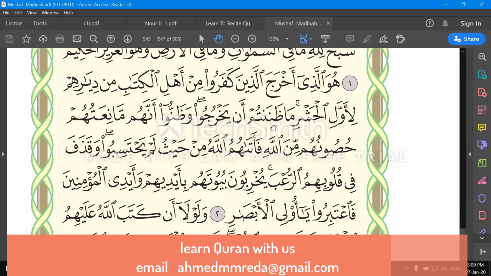ظننتم. We have إخفاء. Which type of إخفاء? Don't give me a short answer. إخفاء with light غنة. Now you need to get perfect practical and theoretical tajweed as well, right? Yeah. ظننتم, the name.